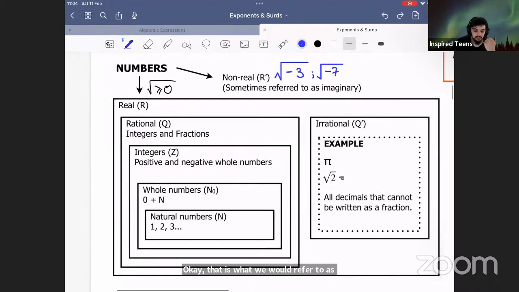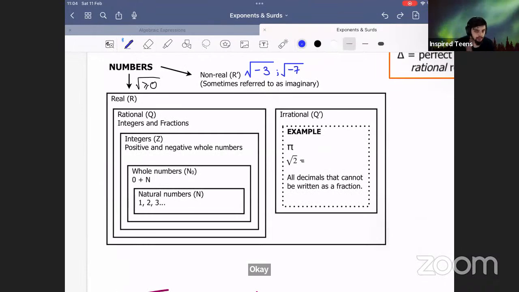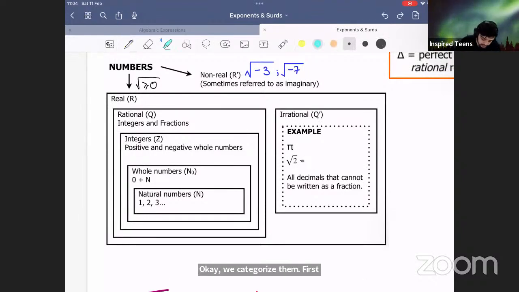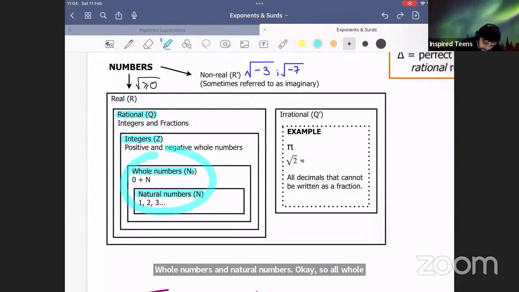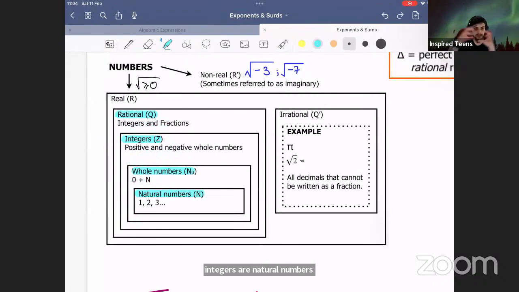Then non-real numbers stop there. Within real numbers, we categorize them further. The first are rational numbers, the second are integers, whole numbers, and natural numbers. All whole numbers, natural numbers, and integers are rational numbers. All whole numbers and natural numbers are integers, and all natural numbers are whole numbers. However, not all integers are natural numbers. That's why we can see the different levels of categorizing.